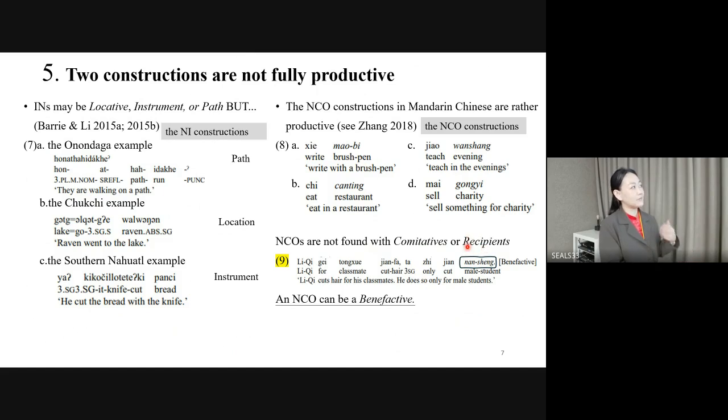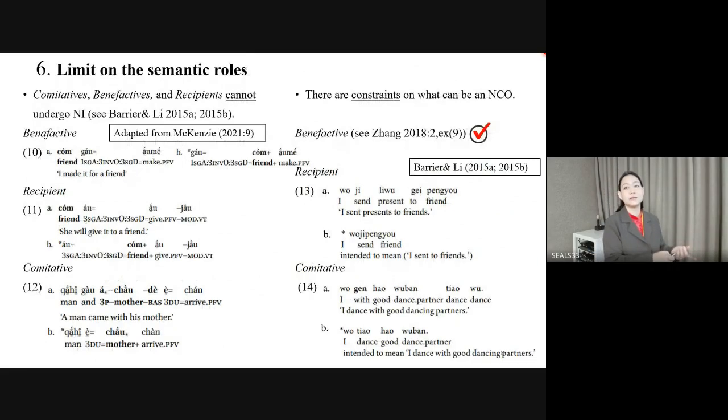only like that. But the most important in her study, she argued that comitative and recipient cannot be placed at the non-canonical object position, but she gave evidence to show that the NCO can be a benefactive, like to cut hair for male students, and the 男生 in 剪男生 means the benefactive can be in the NCO position here. So that is not fully productive. Now we see why not fully, because comitative and benefactive and recipient cannot undergo the NI construction.